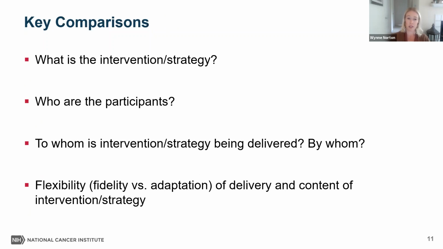So some of the key comparisons here are intervention versus strategy for PRECIS-2 versus PRECIS-2 PS. The participants being individual patients versus individual healthcare professionals. To whom is the strategy or intervention being delivered and by whom? Again, are they research personnel who are delivering the strategies? Are they quality improvement leaders within the clinic who are already being charged with improving care? And then this tension around flexibility versus adaptation of delivery and content of the intervention compared to the delivery and content of the strategy or compilation of strategies.